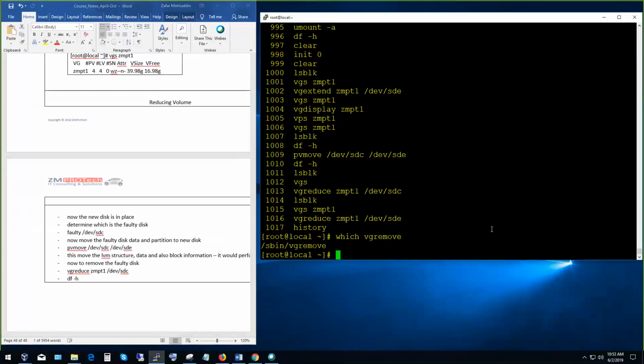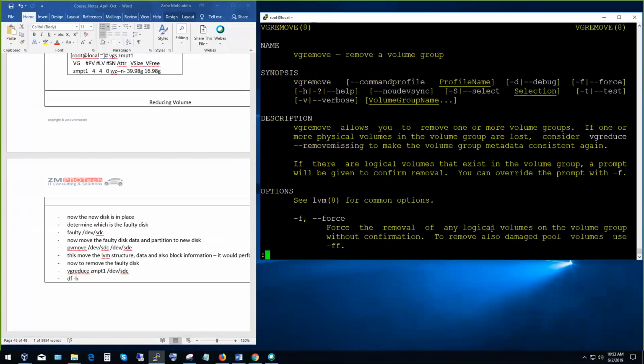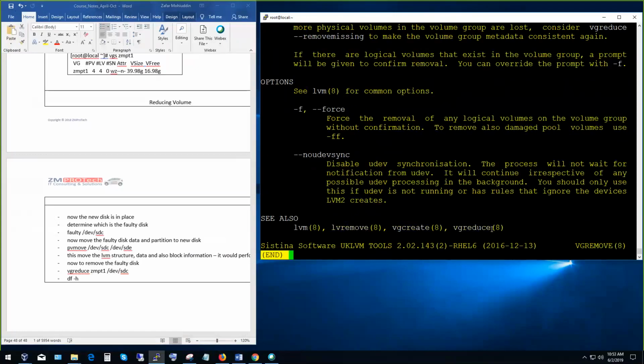Okay. Apparently there is a remove command too for the volume group. You could use vgreduce with the remove-missing option to make volume group metadata consistent again. I never use it, so I always use vgreduce. That's what is stuck in my head, so that's what I'm using all the time.